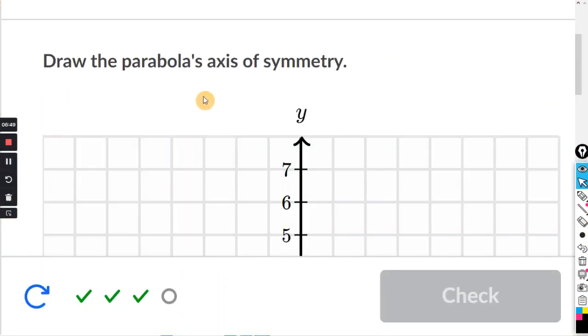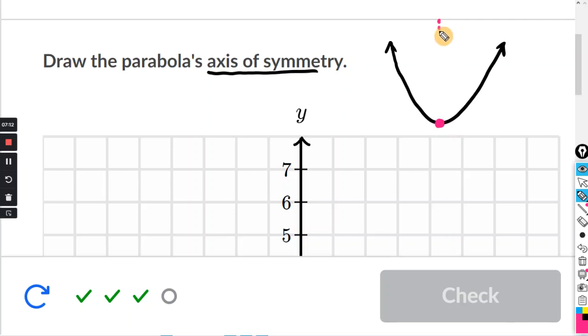Draw the parabola's axis of symmetry. Just a quick refresher. The axis of symmetry, which is what we're looking for, is, if I were to sketch a parabola, the line that cuts it in half. It goes through the vertex point right down the middle. So that line right there is your axis of symmetry. They didn't ask us for the equation. They're just asking us to sketch it. So let's look at their graph.